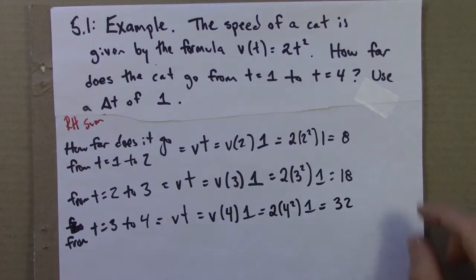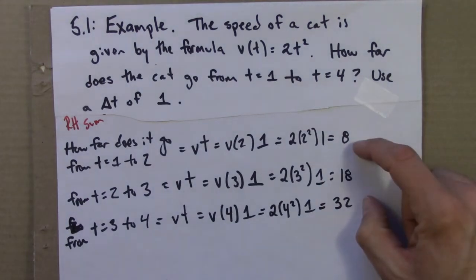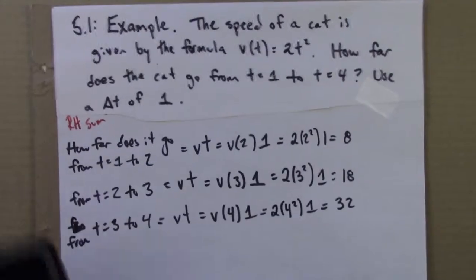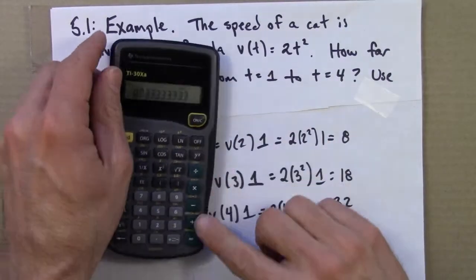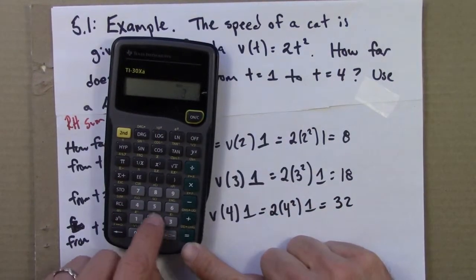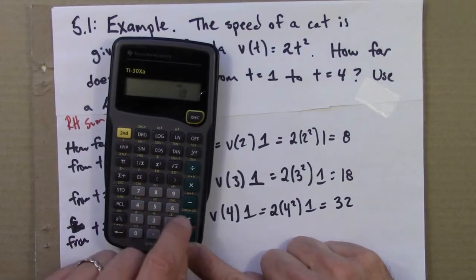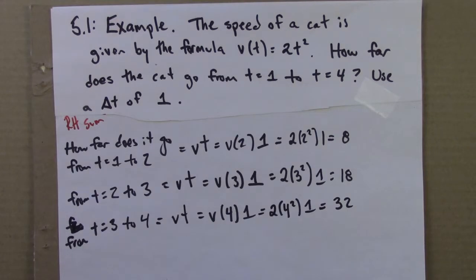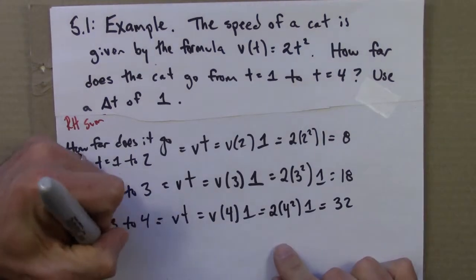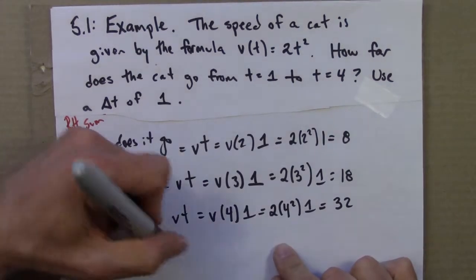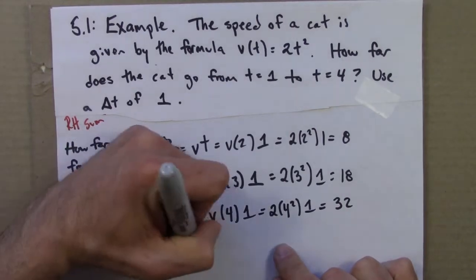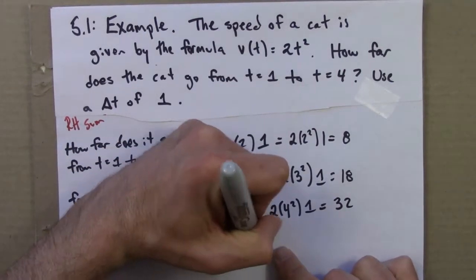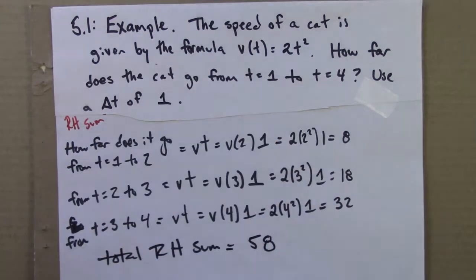And let's see, 32 plus 18 plus 8, I think is going to be 58. But I'm not feeling confident, so I'm going to use a calculator, even though I probably shouldn't. 58, yep, should have been confident. So that means that the total distance traveled, according to this right-hand sum, is 58. So our left-hand sum was 28.